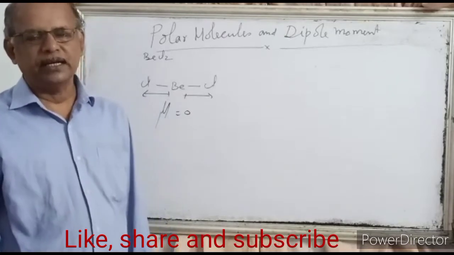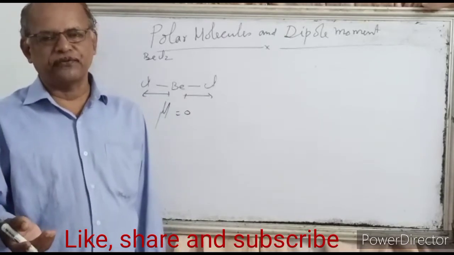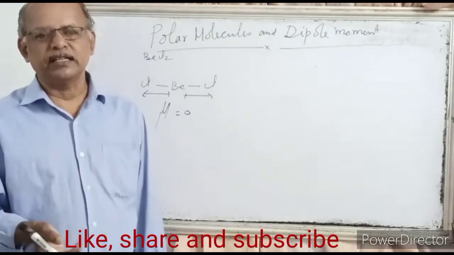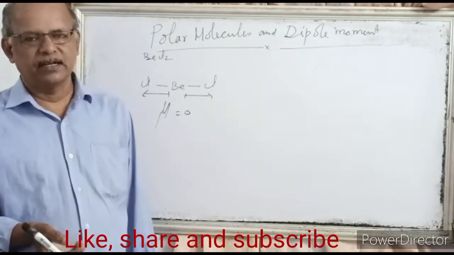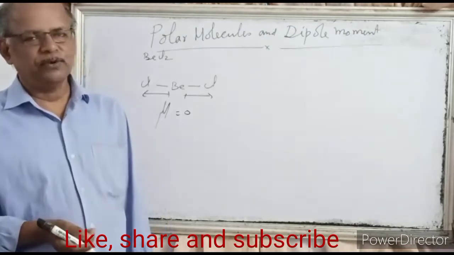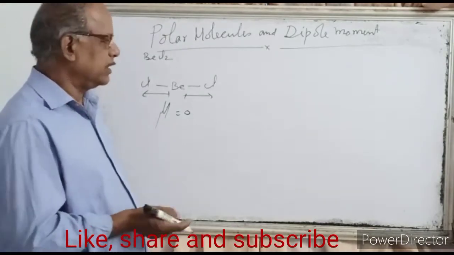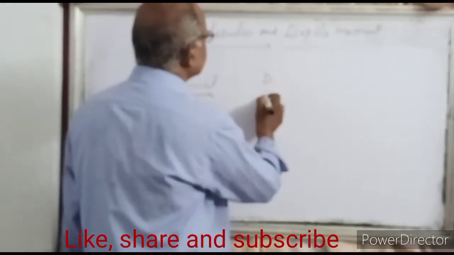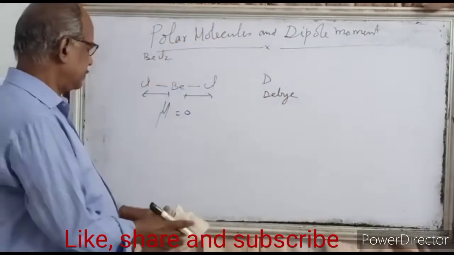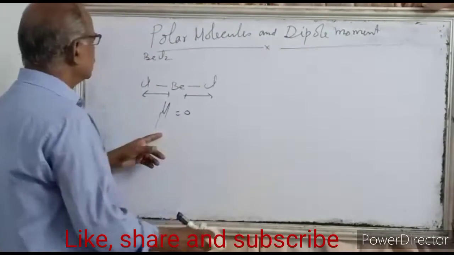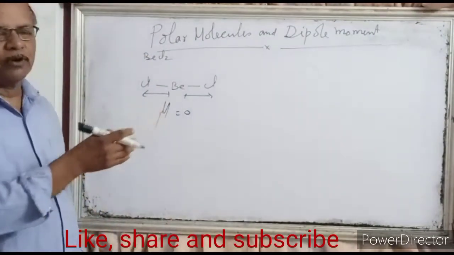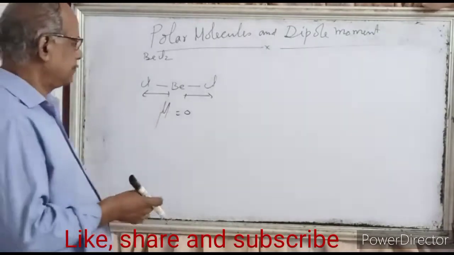So what is dipole moment? Dipole moment is the product of the charge and the distance between the positive and negative centers. The unit is debye, which is the unit of dipole moment, and the representation is by mu. So in the case of BeCl2, dipole moment is 0 because it is a linear molecule and the dipoles cancel each other.